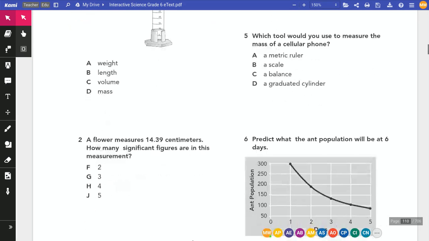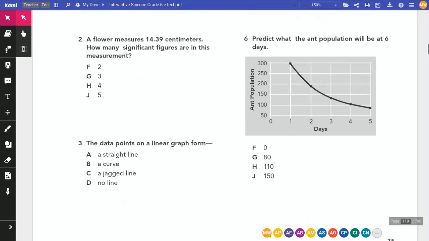Number 5. Which tool would you use to measure the mass of a cellular phone? Would this be A. A metric ruler, B. A scale, C. A balance, or D. A graduated cylinder? Number 6. Predict what the ant population will be at 6 days. Will it be F. 0, G. 80, H. 110, or J. 150?